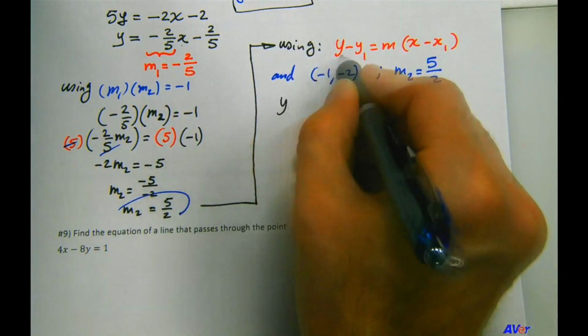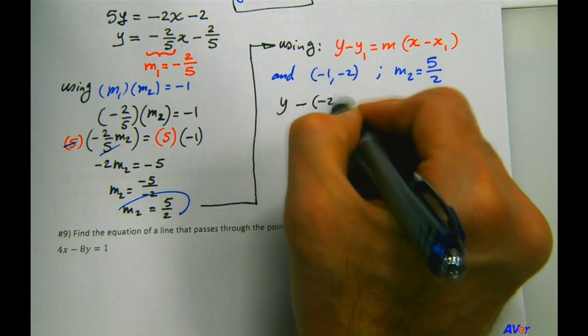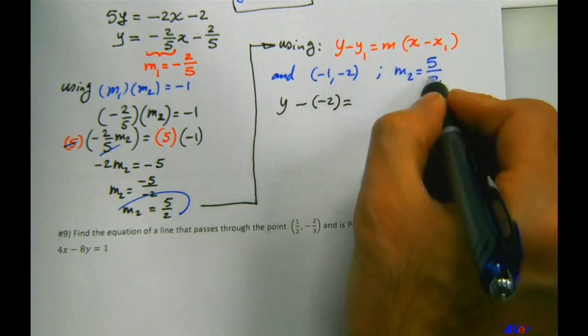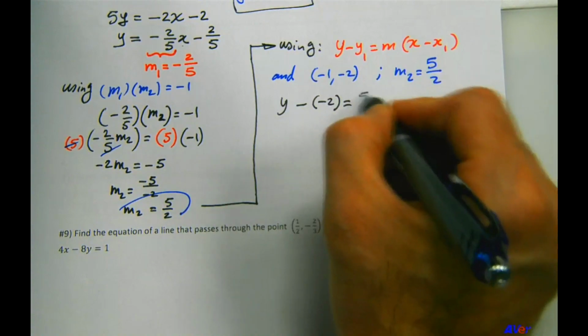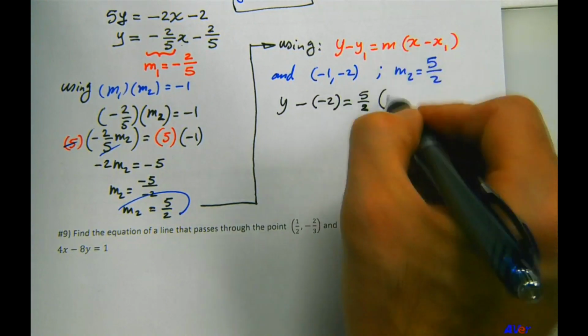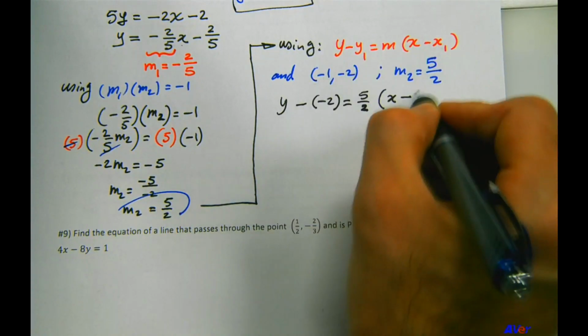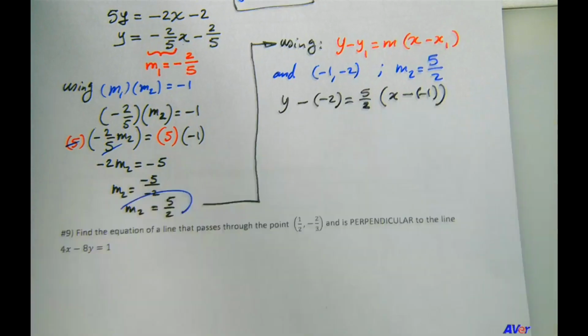y is y, minus y1 is minus 2, so y minus 2 equals m, which is m2 in this case, 5 over 2, multiplied by x is x, minus is minus, x1 is minus 1. Like that.